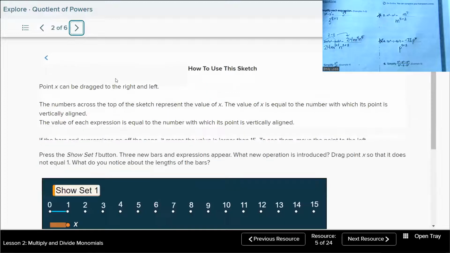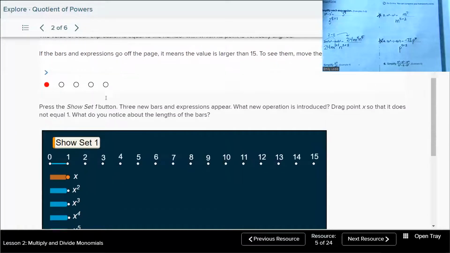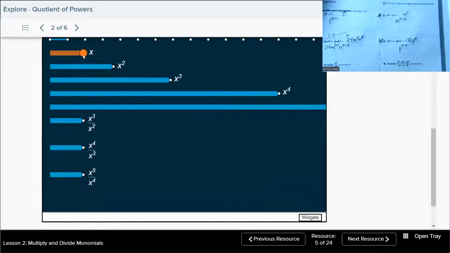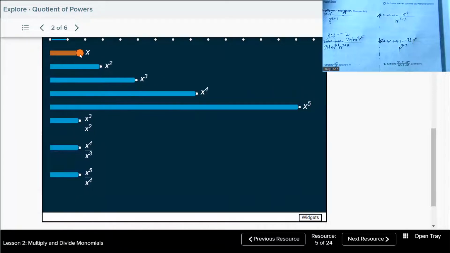So let's look here. The point X can be dragged to the right and the left. So let's show set 1. So when I drag this, what is happening? They're still getting bigger. Now what is it equal to? It's equal to X. So how did they get X from X cubed divided by X squared? Or X to the 4th divided by X to the 3rd? Well, what exponent would be on X if we showed it?